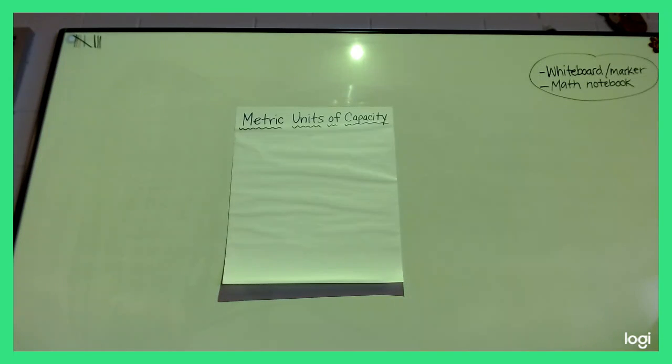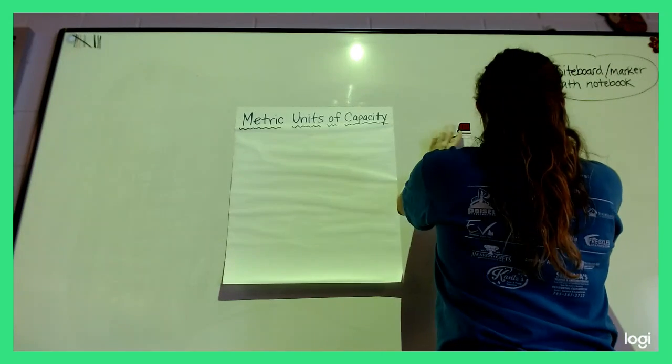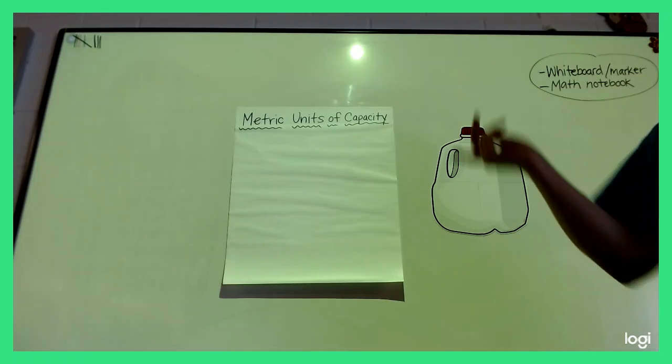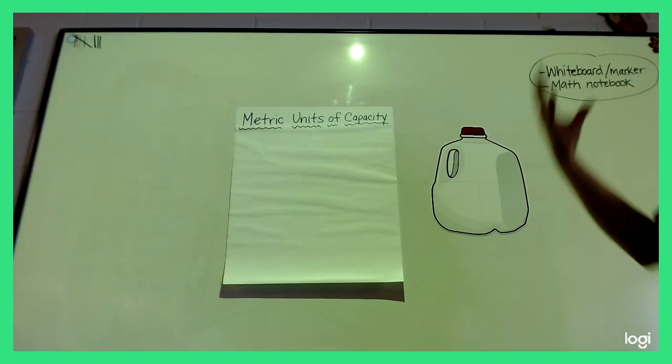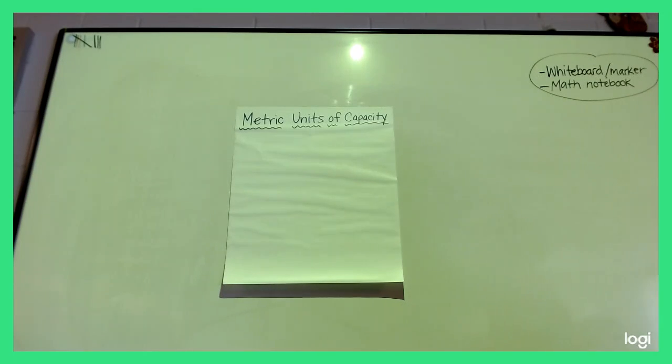So let me get our Mr. Gallon Man over here real quick. So this was capacity for the customary units. Okay, so that was a gallon. We know it can hold a gallon of liquid. So in the metric system, we can also talk about how much liquid fills a container. So gallons are not metric, so we got to forget the gallon for a minute.